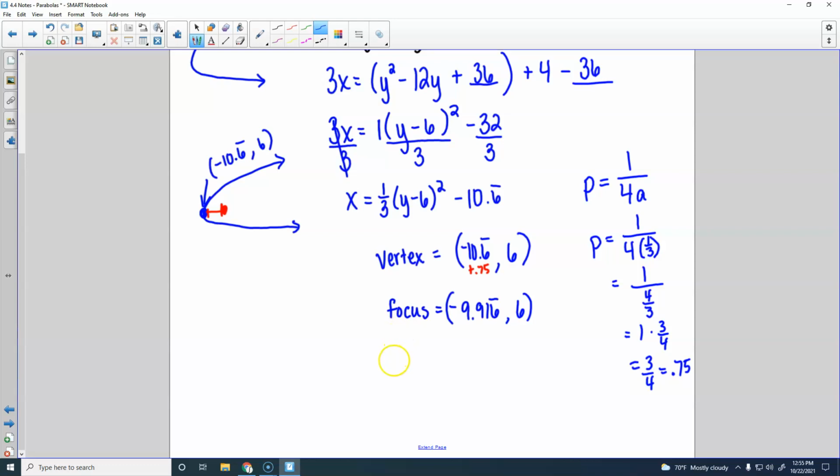Okay, the directrix is just going to be the opposite, except it is a line instead of a point here. So a vertical line this time is an x equals. And so this time we're taking that negative 10.6 repeating and we're adding 0.75. Oh, and subtracting, sorry. It's like you're adding because they're both negative. But so we get negative 11.416 repeating.